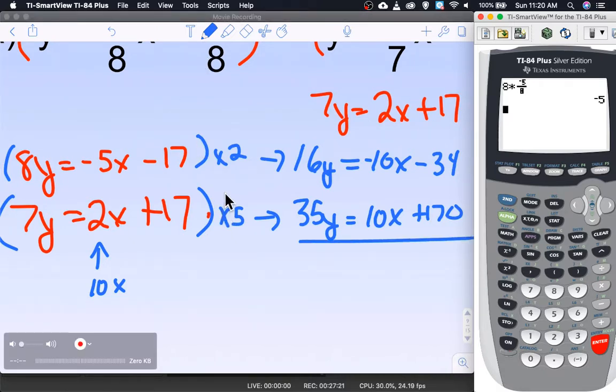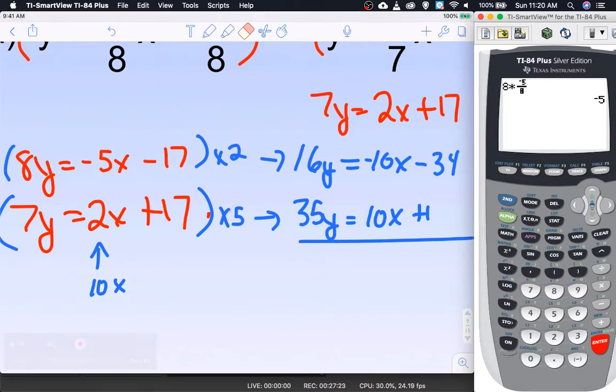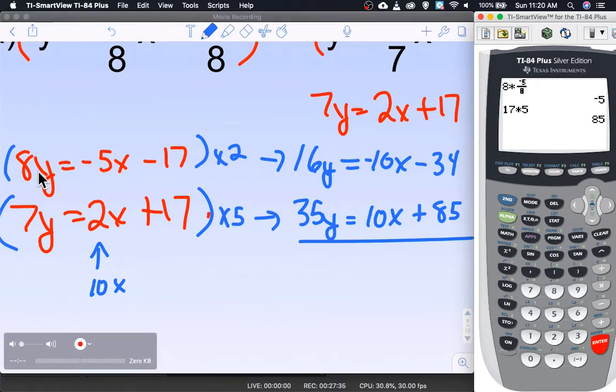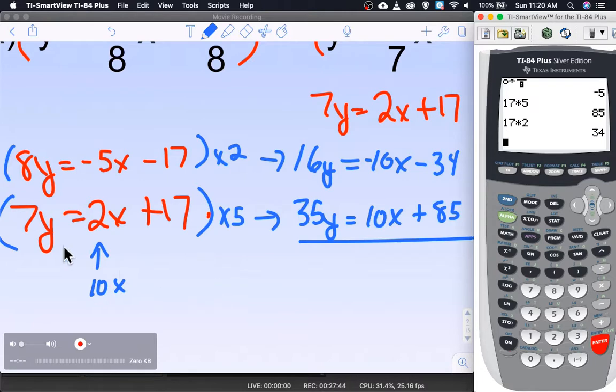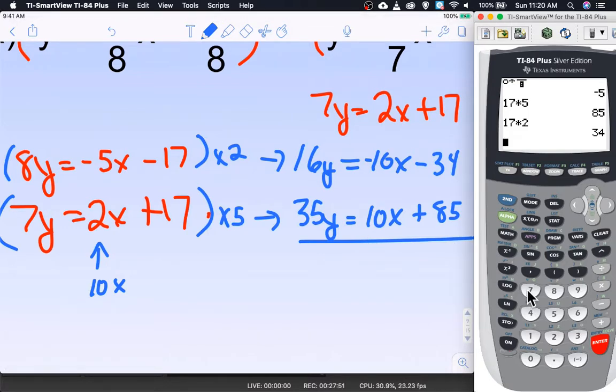I lied, not 170. I multiplied by 10 instead of multiplying by 5. What is 17 times 5? 85. Let me double check my math, make sure I didn't make any mistakes. 16y equals negative 10x minus 34. I'm pretty sure that math is good. And then 35y equals 10x plus 85. All right, so my x's will now eliminate.